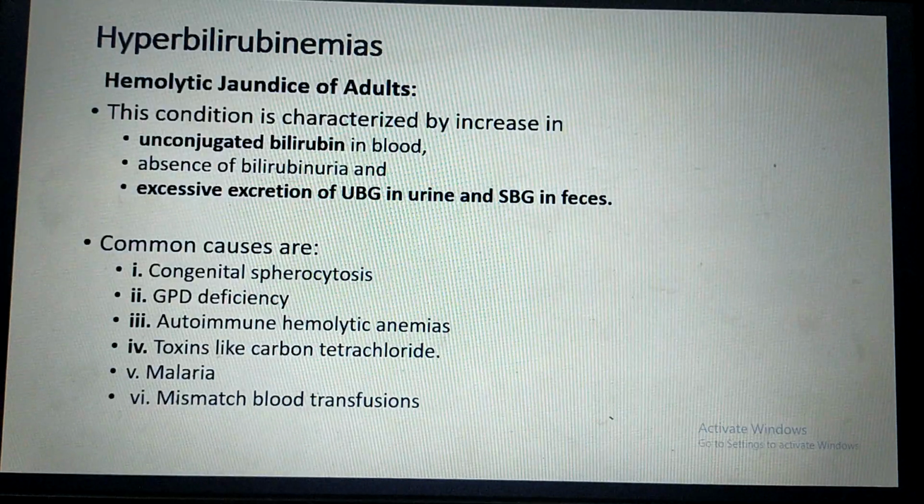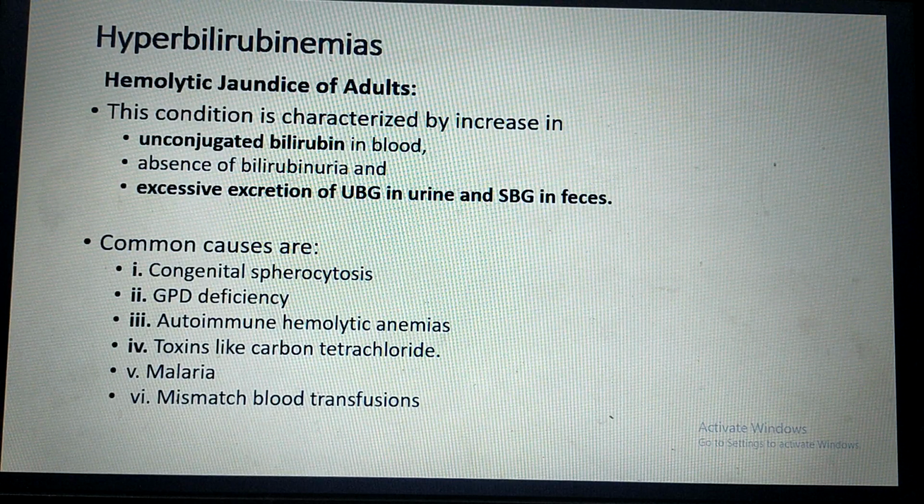Hence, there is excessive excretion of urobilinogen in urine and stercobilinogen in feces. This urobilinogen in urine is detected by Ehrlich test. So Ehrlich test is very important for the diagnosis of hemolytic jaundice. Now the common causes of hemolytic jaundice are spherocytosis. Spherocytosis means spherical shape of RBCs.